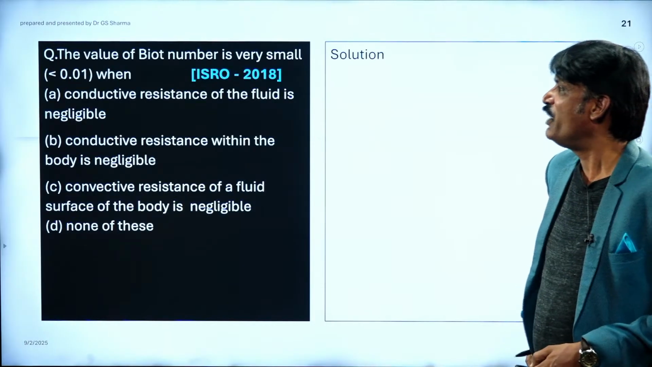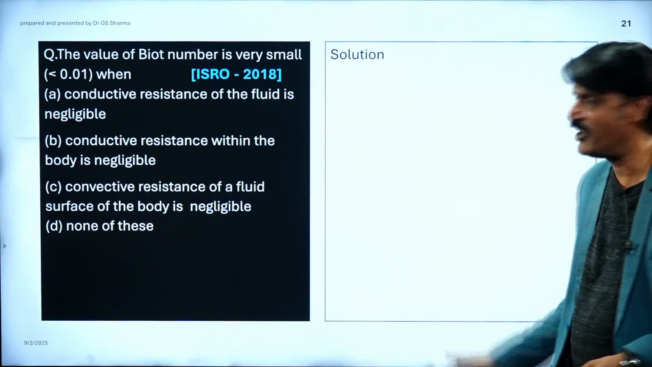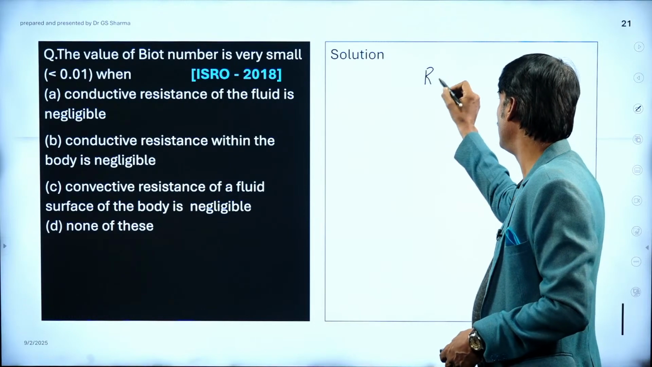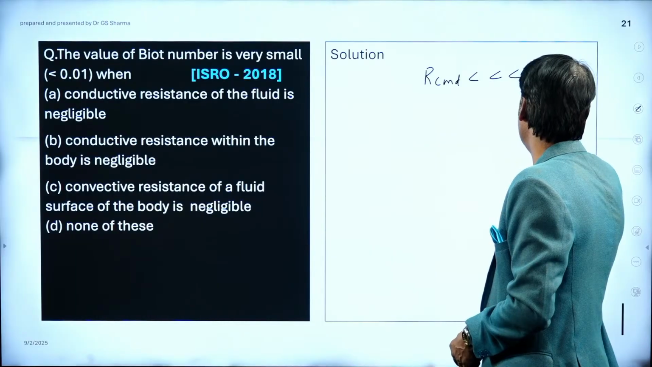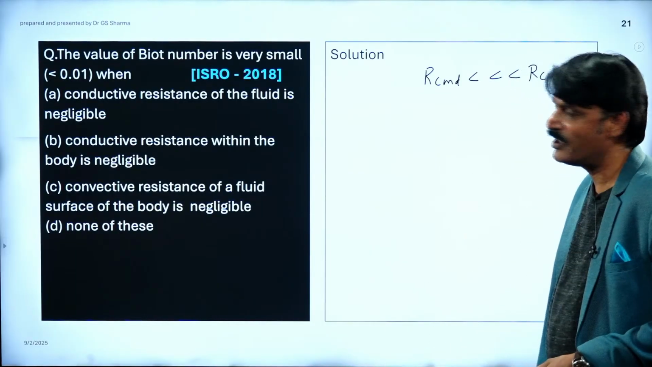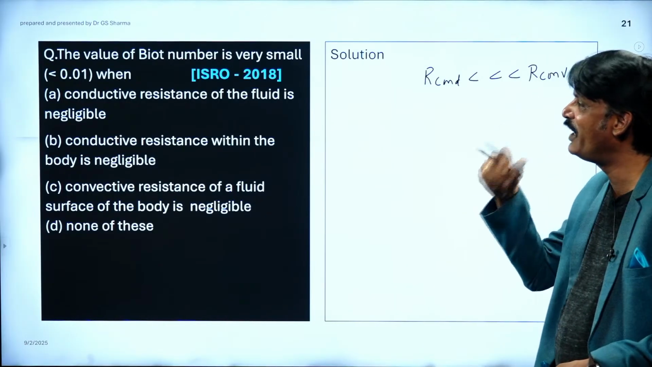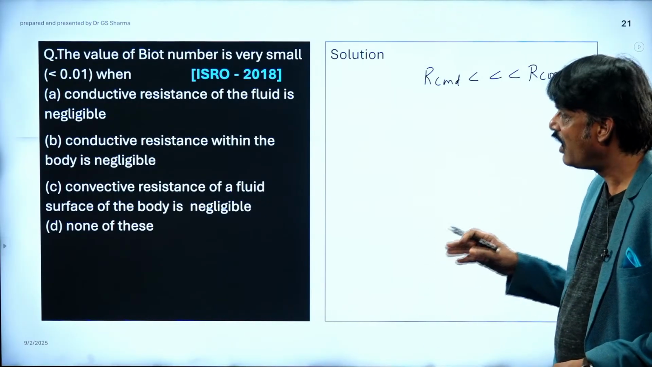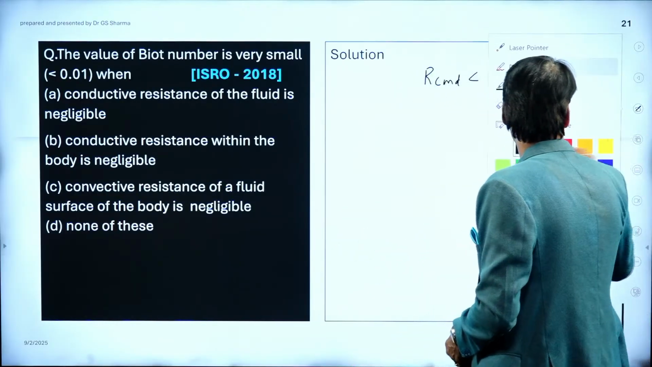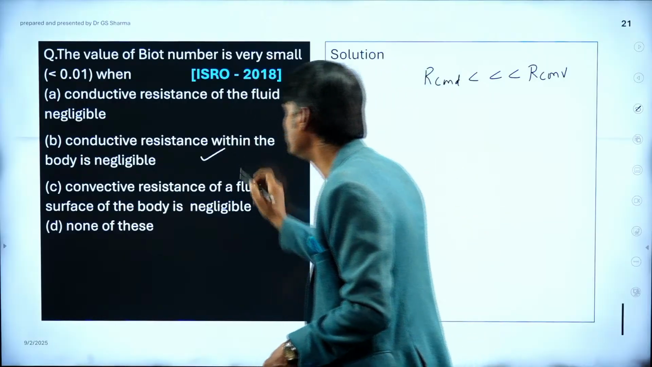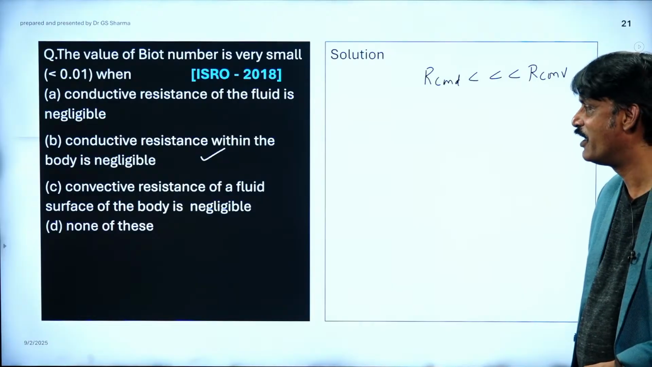The value of Biot number is very small when lumped heat capacity analysis applies, when conductive thermal resistance is far less than convective resistance. So this is a concept of negligible internal resistance. So conductive resistance of fluid is negligible, wrong. Conductive resistance within the body is negligible, correct. External resistance is negligible? No, that is semi-infinite solids. Answer is B.